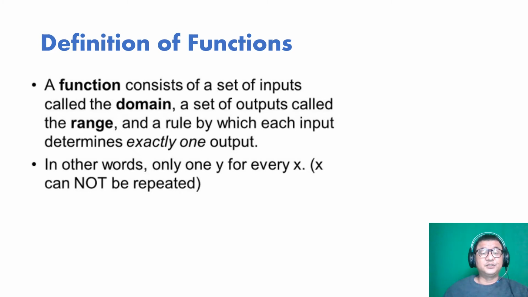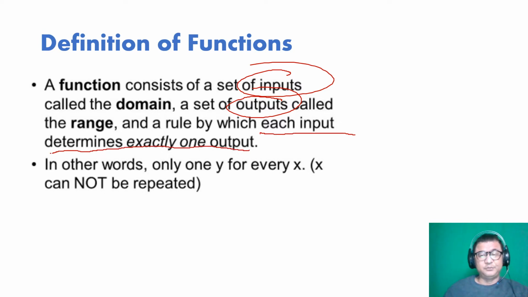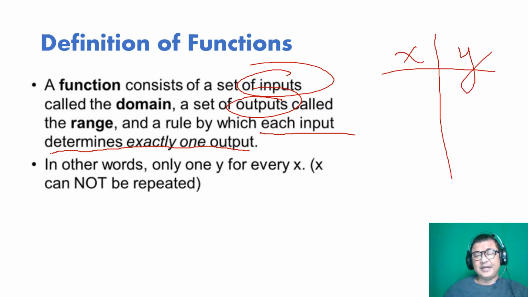A function consists of a set of inputs called the domain. We already know that. And a set of outputs called the range. And this is the most important thing: a rule by which each input determines exactly one output. So if this is my input, and that's my output, if I have a 5 here, the result, the output, is just one number. If you follow any rule, it could be 29. All right? So this is a function.